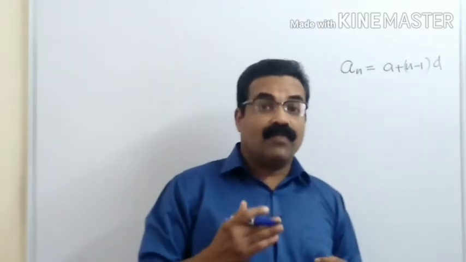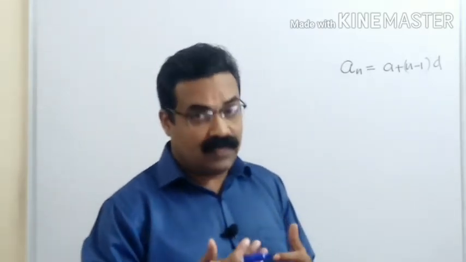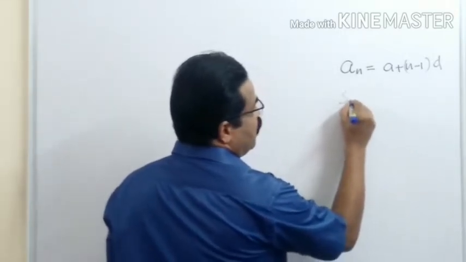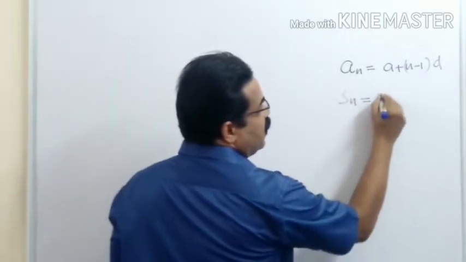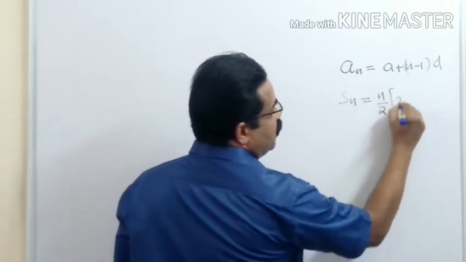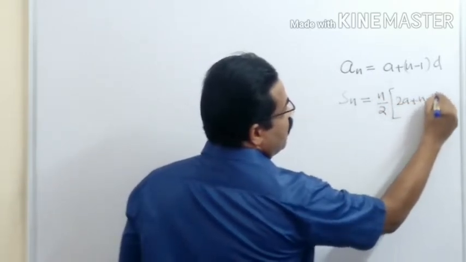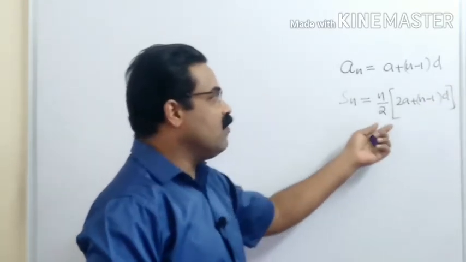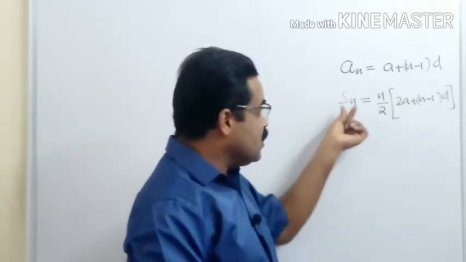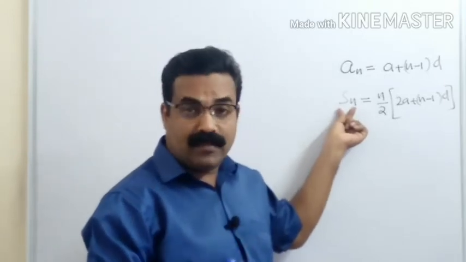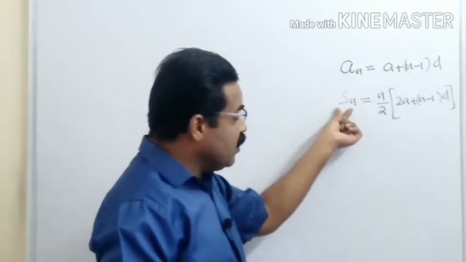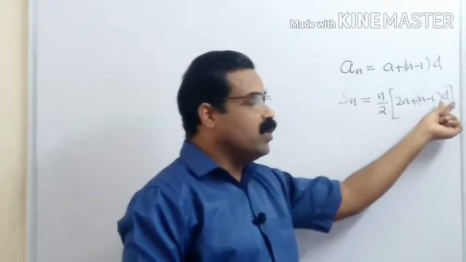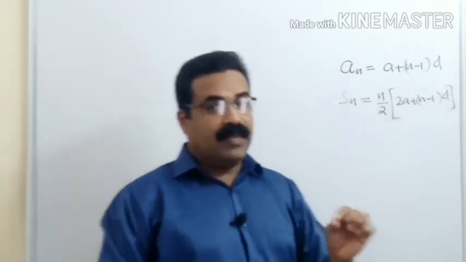Then we have learned one more very important formula, that is the sum of n terms, Sn. So we have Sn is equal to what? n by 2 into (2a plus (n minus 1) into d). This is also one of the very important formulas we have learned in that chapter. Sn stands for the sum of n terms. Sum of n terms is equal to n by 2 into (2a plus (n minus 1) into d). So this is a very important formula.